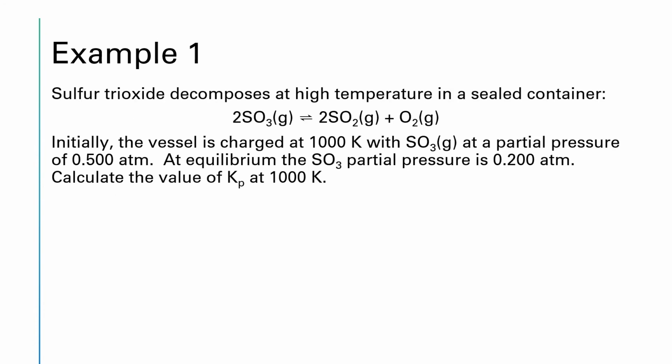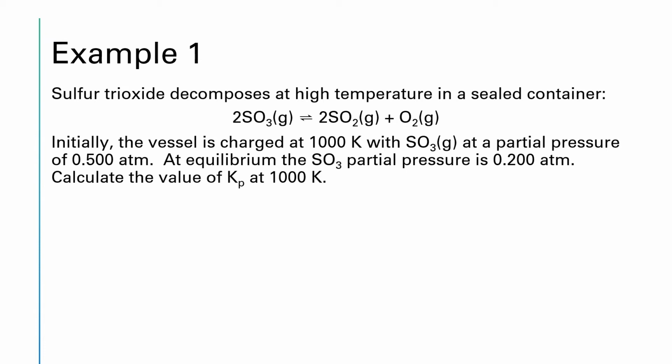In this example, we have sulfur trioxide in equilibrium with sulfur dioxide and oxygen. Initially, we have a partial pressure of SO3 of a half atmosphere, and it doesn't mention any other chemicals, so that's the only thing in there to begin with. By the time we've reached equilibrium, the partial pressure of SO3 has dropped to 0.2 atmospheres. From this data, we need to calculate a number for Kp.